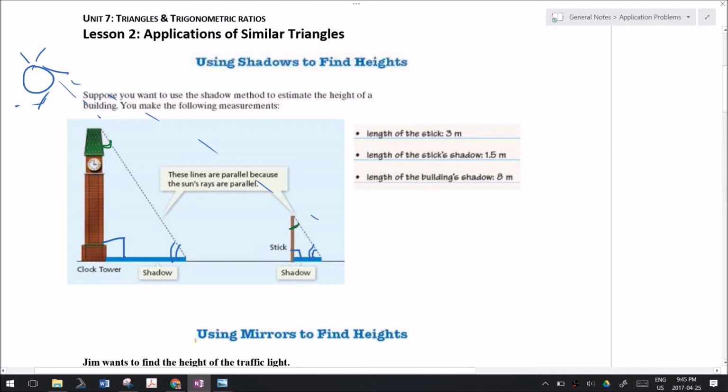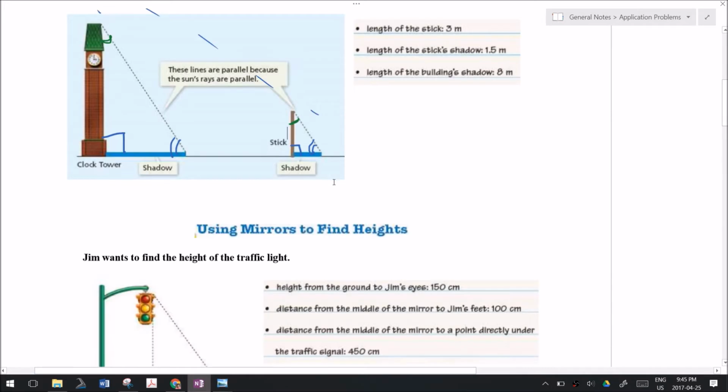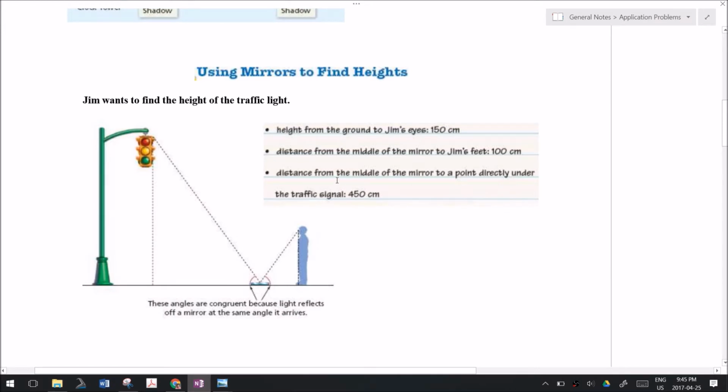So what we can do is use the side length of this shorter shadow. Say this was a person standing up. I know the height of the person, I know the length of their shadow. So I can use that ratio to help me predict the height of this tall clock tower if I just measure the shadow.